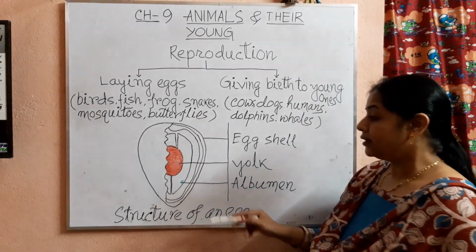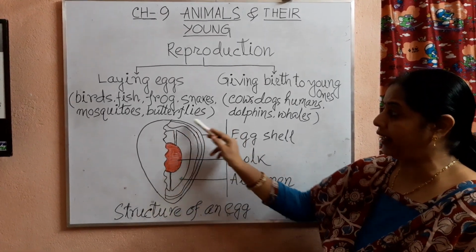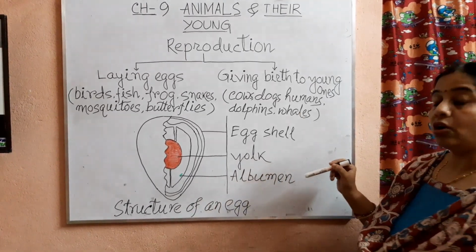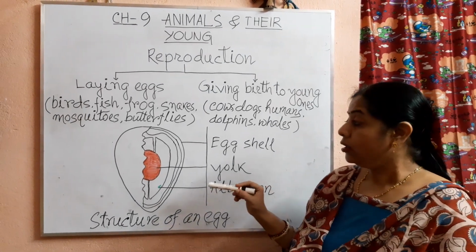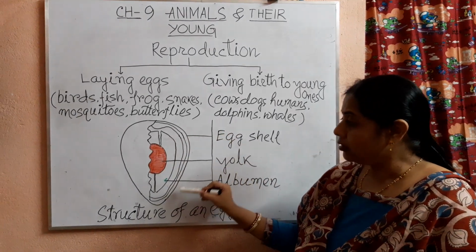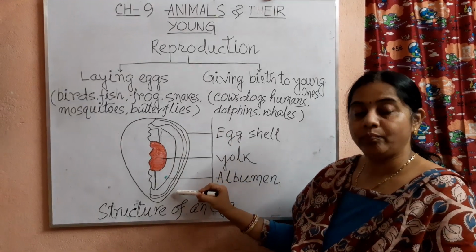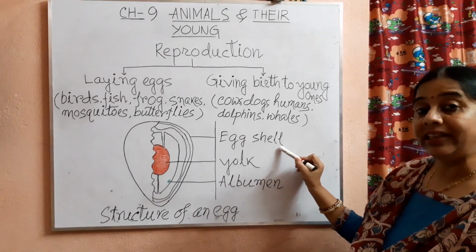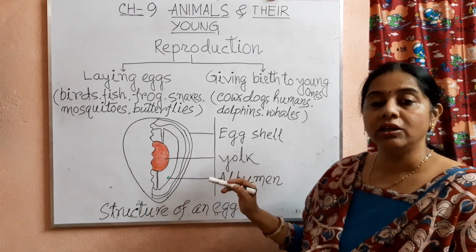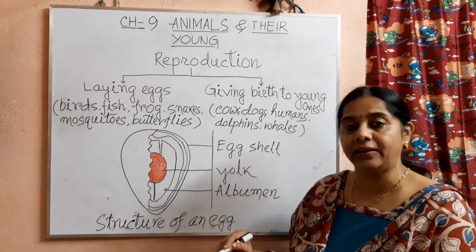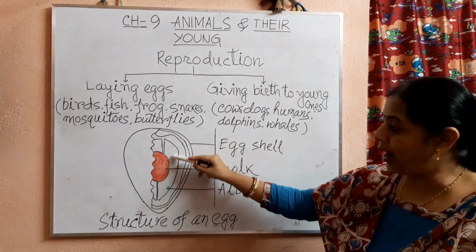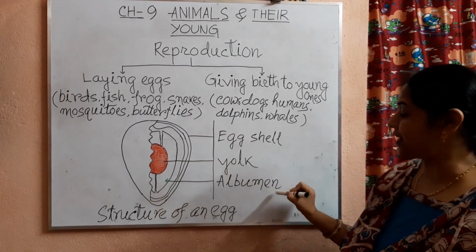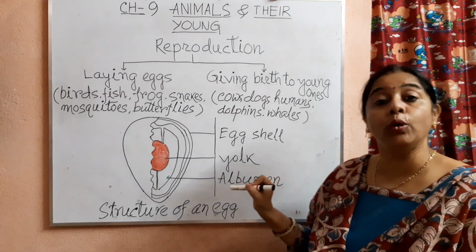egg. This is a figure of an egg, and children, there are three parts of an egg. The outer thin protective layer of an egg is known as the eggshell. This shell protects the inner substances present inside the egg. There is a white part present inside the egg which is known as albumin, and this is rich in protein.